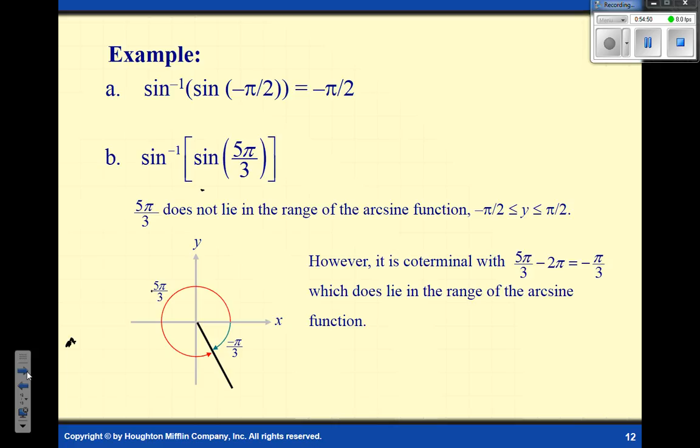What if it's in the depth? It won't be infinite. No, but it does have a solution. Negative pi over 3 is the answer.